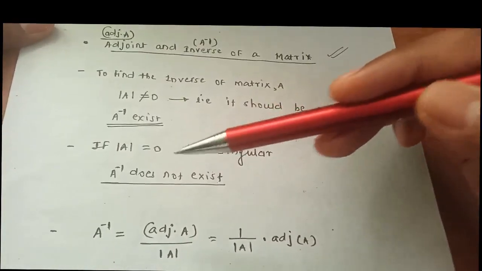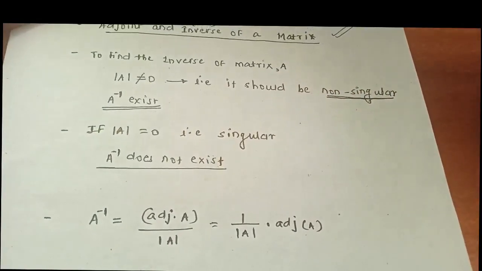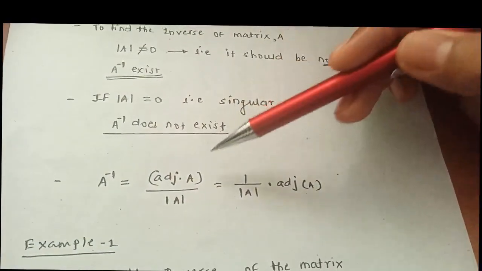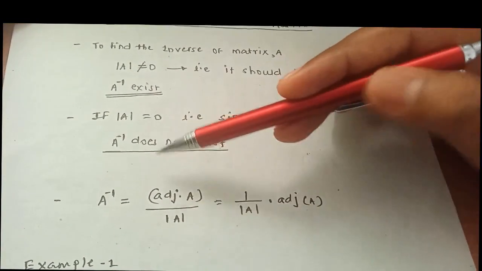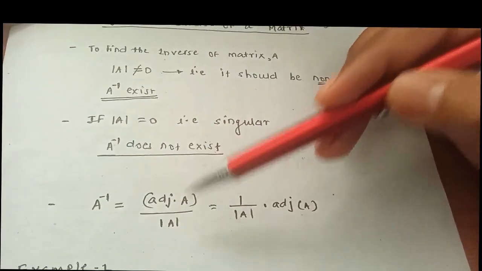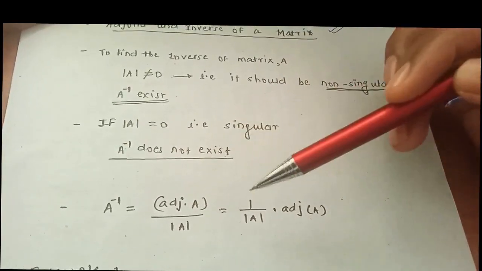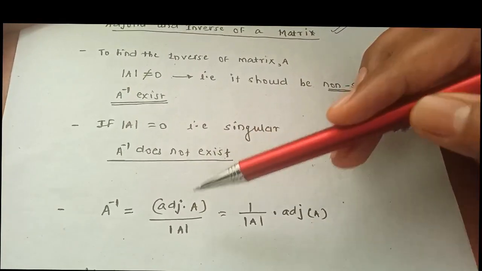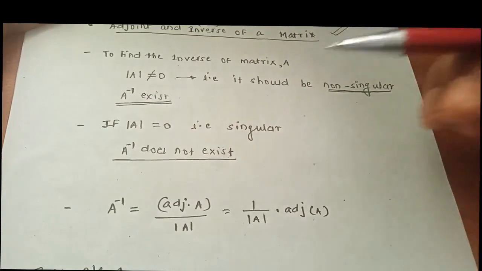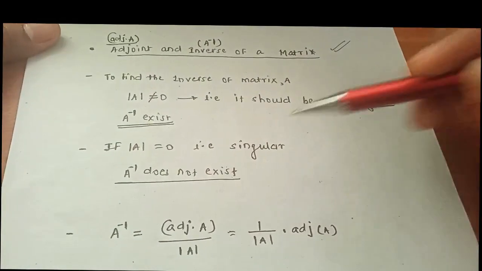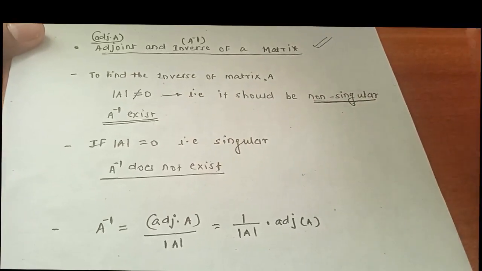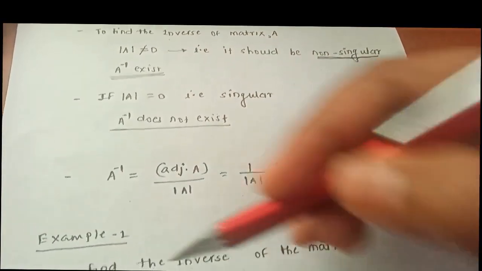When we studied finding the inverse by elementary transformation, I told you that was the first method. The second method is A inverse equals adjoint of A upon determinant of A. That means to find A inverse, we require the adjoint of the matrix and the determinant of the matrix. So whenever they simply ask to find the inverse of the matrix, just find the adjoint and the determinant and divide them, and you will get the inverse. But if they say find the inverse by elementary transformation, then we have to use only the elementary transformation method.